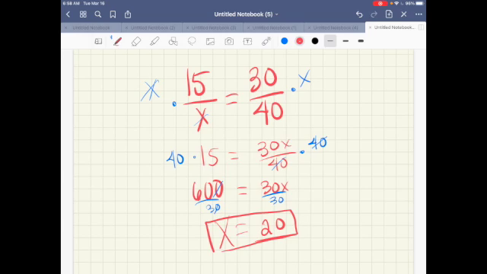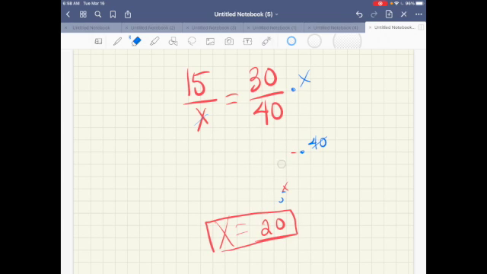So I want to try one more thing here. We can simplify this process a little bit. We can start taking a shortcut. And instead of doing this in 2 steps, where we get x equals 20, we can just do this all in one big step, which is called cross multiplication.